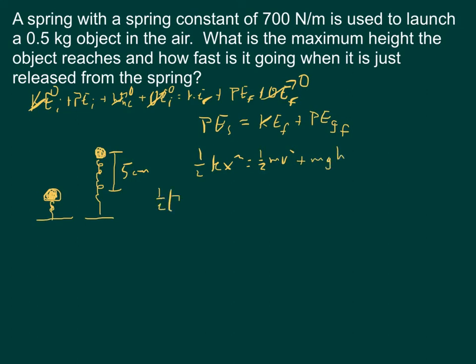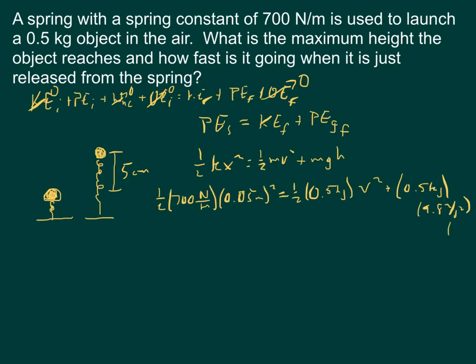So we have 1/2 times 700 newtons per meter times my compression 0.05 meters squared, if we convert that to meters, equals 1/2 my mass 0.5 kilograms times v squared, we don't know v yet, plus mgh, so 0.5 kilograms times my 9.8 meters per second squared times that height of 0.05 meters. If we go through the algebra, I'm going to go ahead and skip to that step. We should get a velocity of about 1.6 meters per second. And that's how fast it would be going as it's just leaving contact with the spring there.